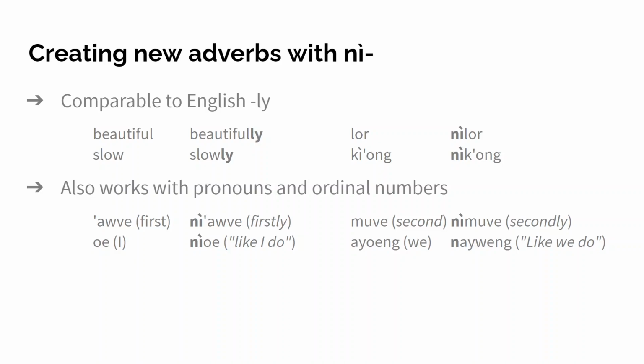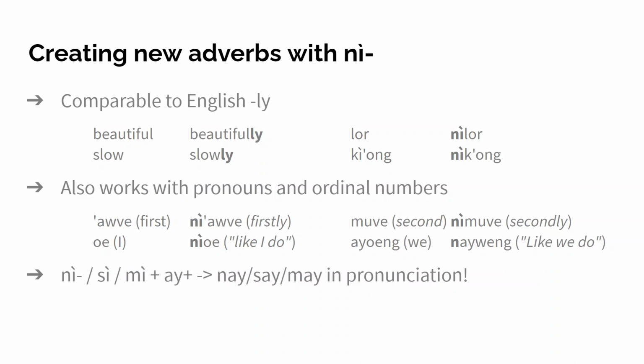or I would do. Now maybe you're confused and say, but we also have na and pel, which mean like. So na oe or pel oe would be like I or like me. The difference here is that with ne, you focus on how someone behaves or how someone does something, while with na or pel, you speak more about how someone is perceived. But of course, there is some overlap in meaning.